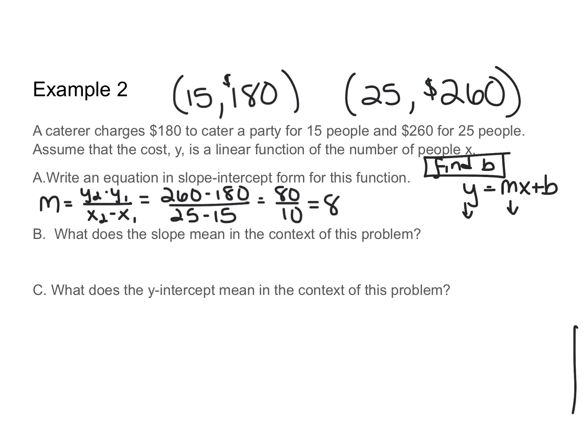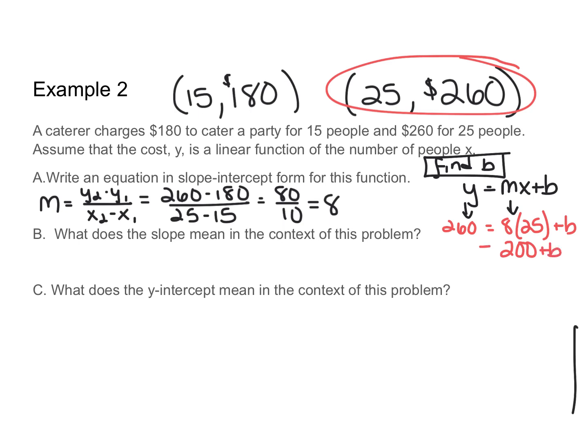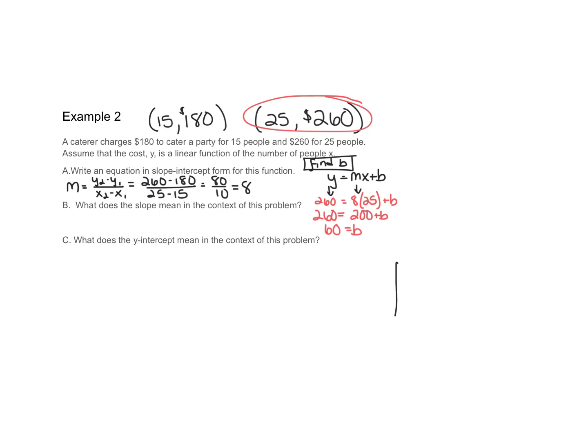I still need to find my y-intercept. You're then going to choose your favorite point, doesn't matter which one. I'm going to choose 25, 260, and I'm going to substitute my values into m, x, and y. And b is my variable, so I need to solve for b. This would be 200, 8 times 25. Then I subtract 200 from each side, and I get 60 equals b. So my equation, just zoom out a little bit here, would be y equals 8x plus 60, right?